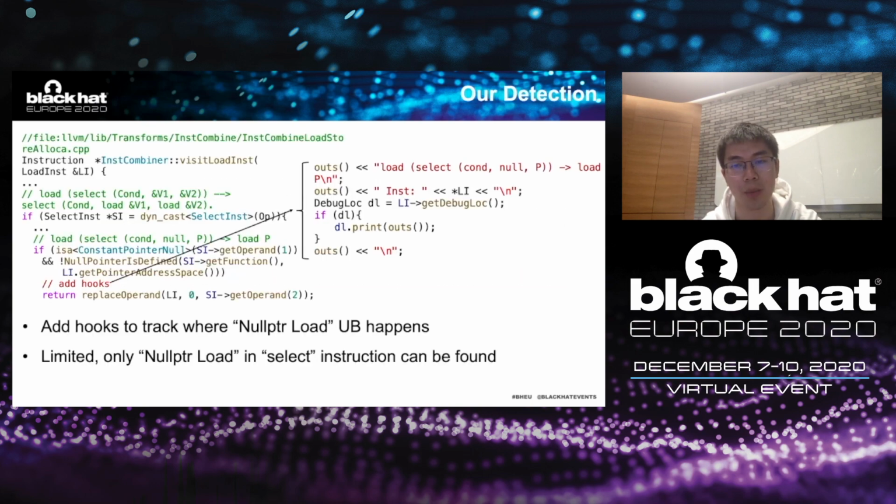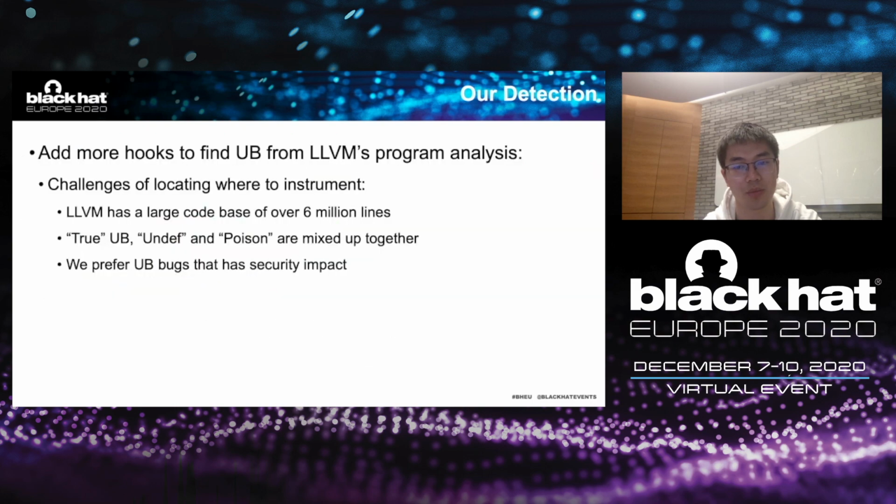Let's go back to the combined redundant instruction optimization pass. We can add hooks here so that we can check where undefined behavior happens. We can use the hooked Clang to compile the program and find the undefined behavior bugs. You may challenge me that this detection is a little limited, as only a non-pointer dereference in a select instruction can be found. So we should add more hooks.